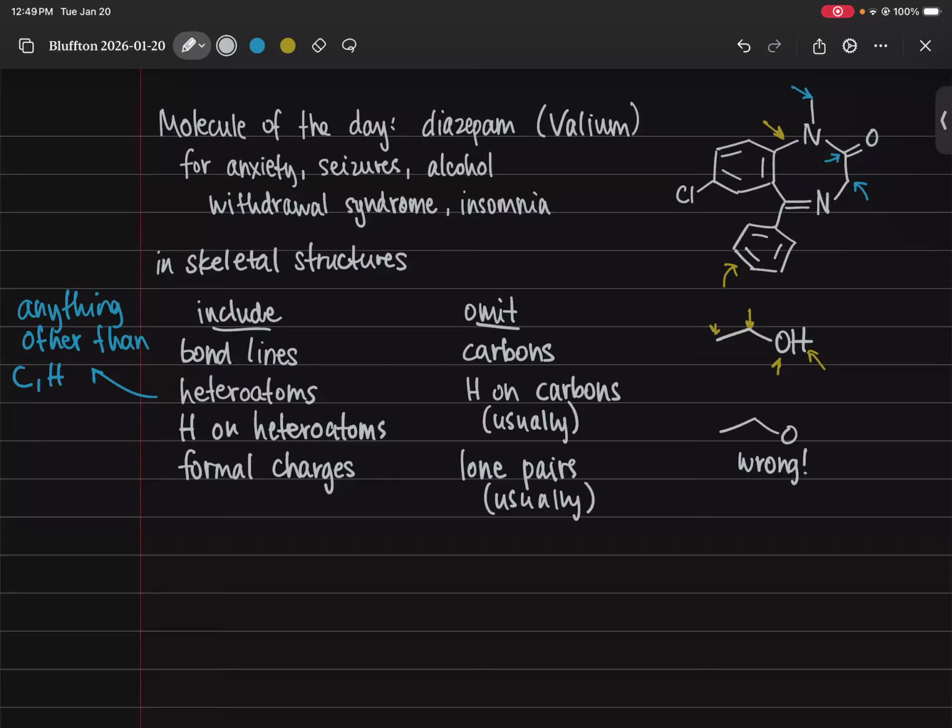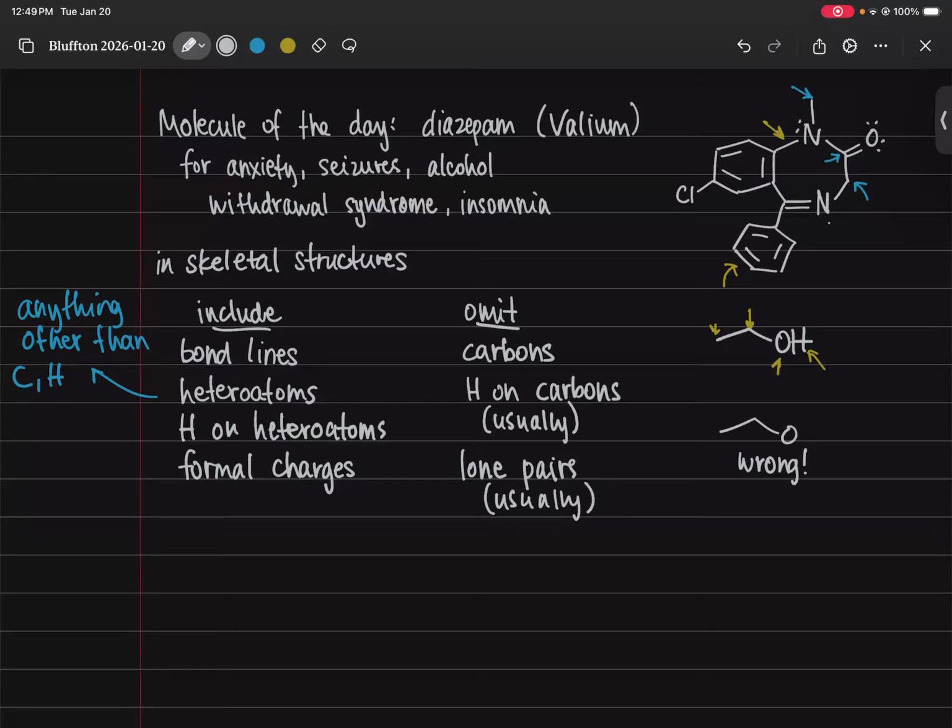But as you can see on our structure of Valium, all four of our heteroatoms have some sort of lone pair activity going on, but they haven't been drawn here. And that's fine. If I wanted to add them, this oxygen gets 2 lone pairs.